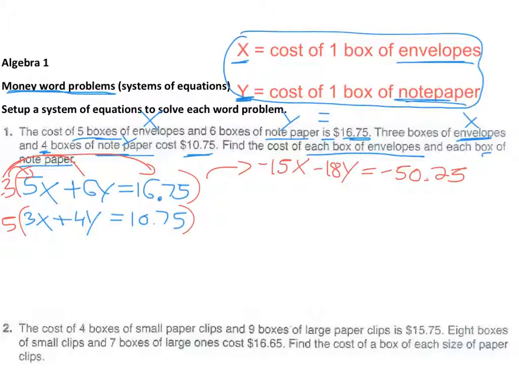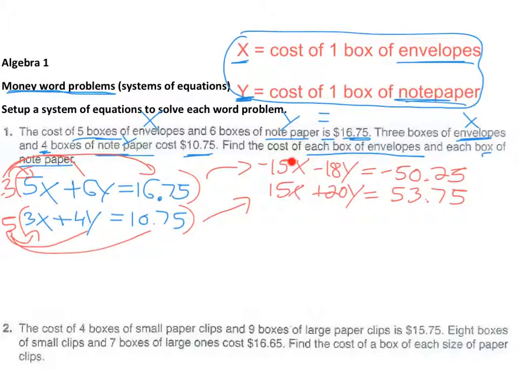Okay, then I'm going to distribute this 5 to the second equation. So 5 times 3x is 15x. So this is what the second equation is changed into. 5 times 4y is plus 20y. And then 5 times this 10.75, you put that on your calculator, that's going to give us 53.75.